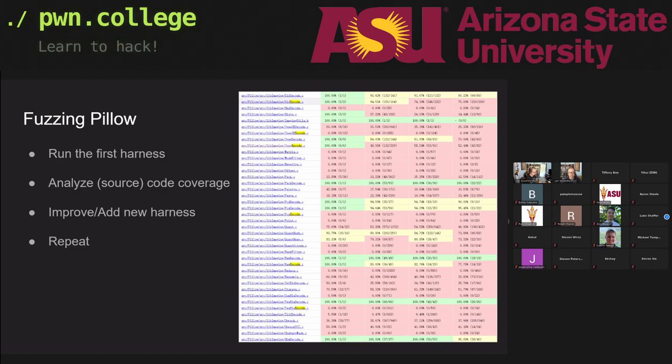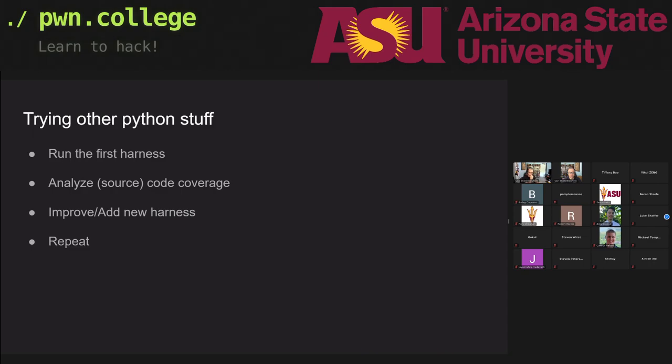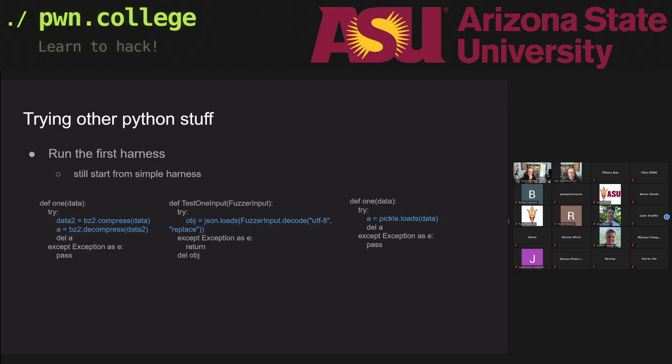And this way sounds easy, right? Since we just need to write some Python code, and writing Python takes nearly no time. So we just couldn't control ourselves and tried it on other Python modules. And here are the same steps we tried. We still started from some simple harnesses for modules like compress and decompress, JSON and pickle. And there are also modules like CSV and socket.